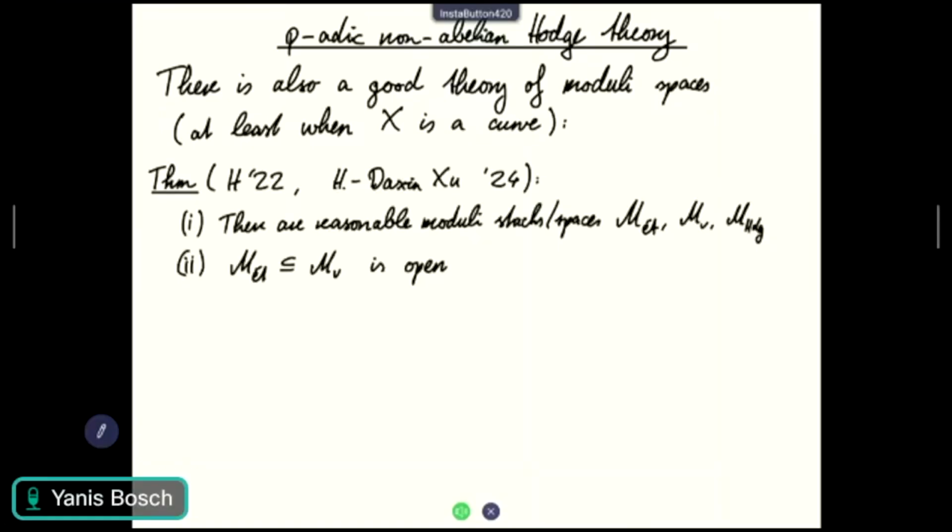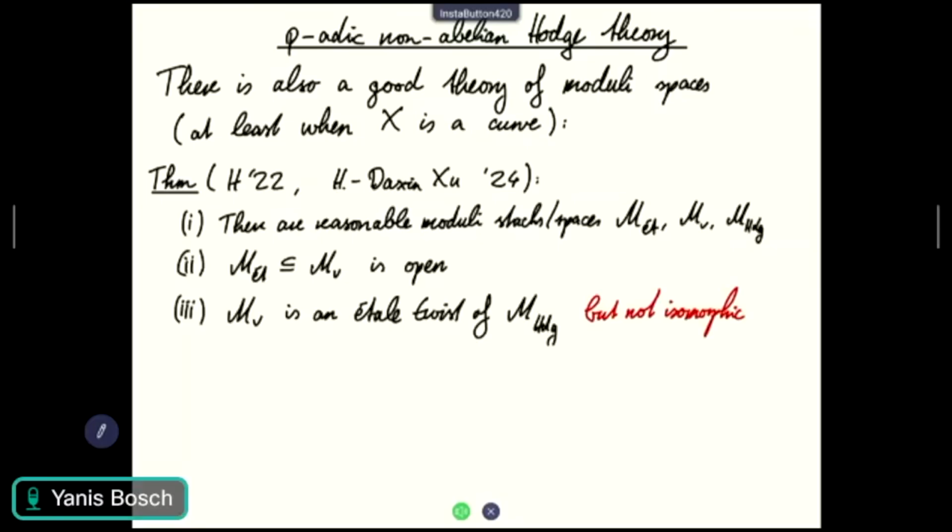And there was this inclusion of the category of local systems into the category of v-vector bundles, and this I can geometrize as an open immersion of varieties. And then there was this equivalence between v-vector bundles and Higgs bundles, and this turns out to be surprisingly subtle. It's not an equivalence of varieties or of stacks or anything, but one can prove that one is really an étale twist of the other. This is something which doesn't really have an analog in the complex world. This is just a feature of p-adic geometry. So that's kind of cool.